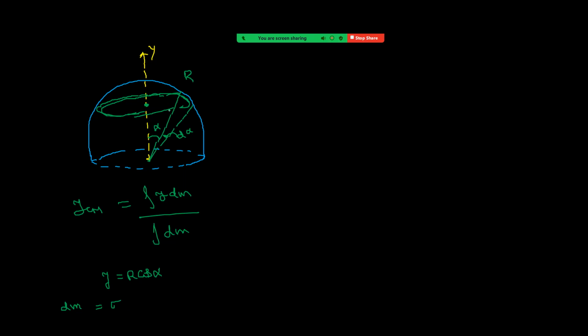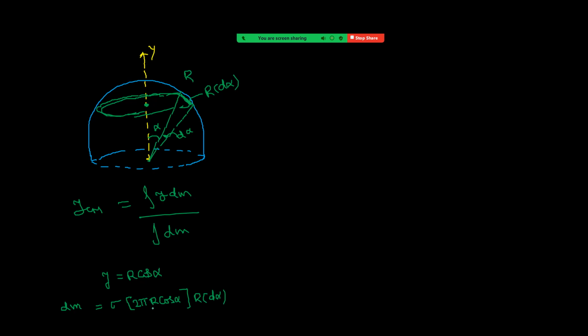Area of this circle. Okay. So for the circle, length will be 2 pi r cos alpha, that is length, right? And its breadth will be r d alpha, okay, into r d alpha. Sigma into 2 pi r cos alpha into r d alpha. See here what I'm writing here. I'm writing length into breadth, that is area.